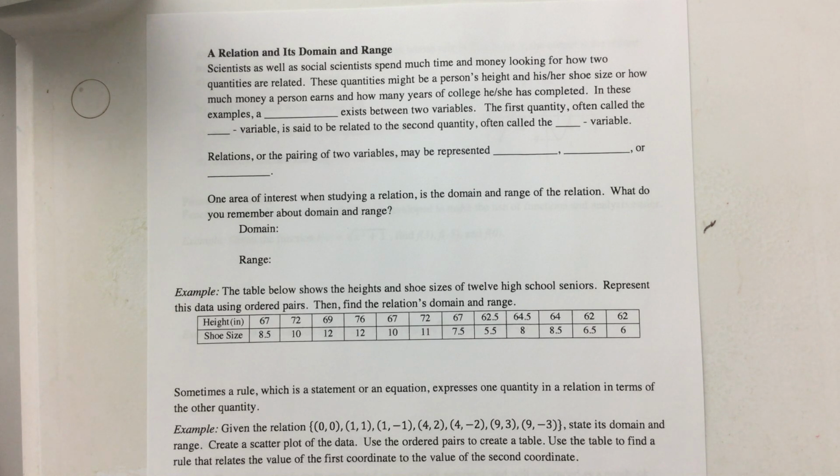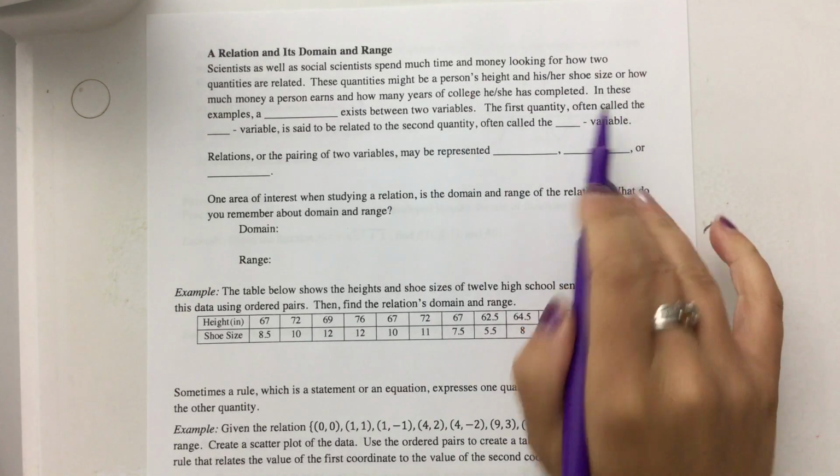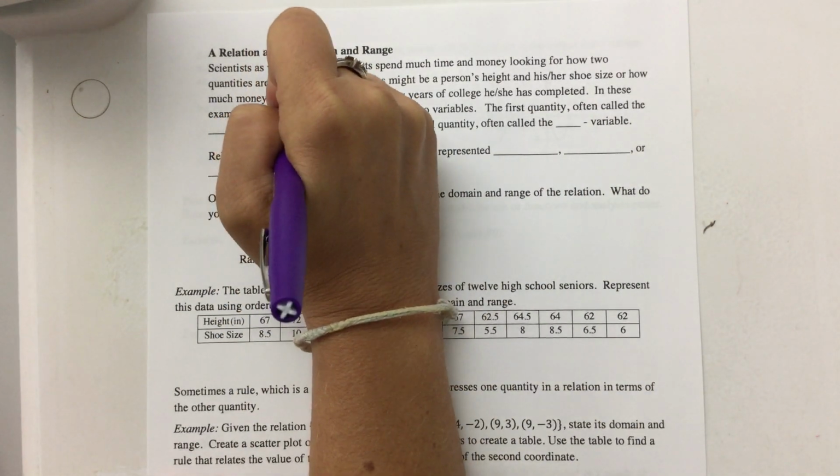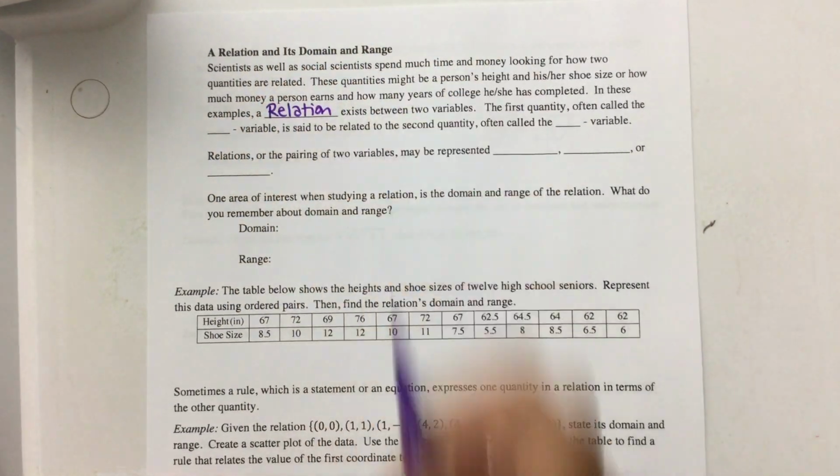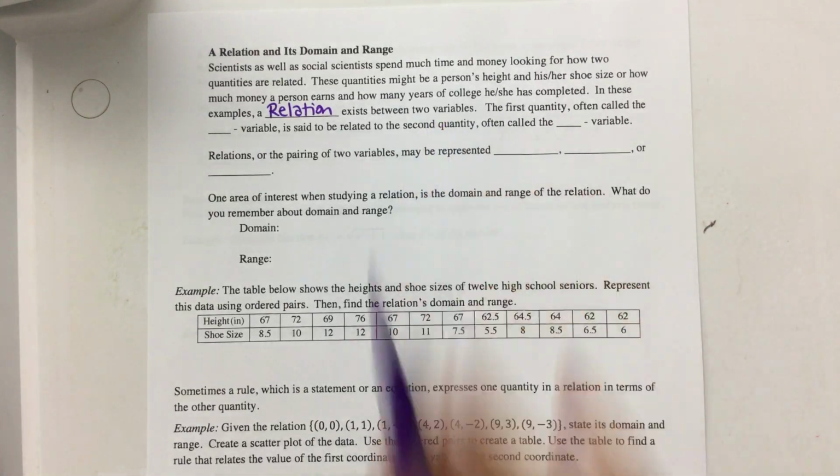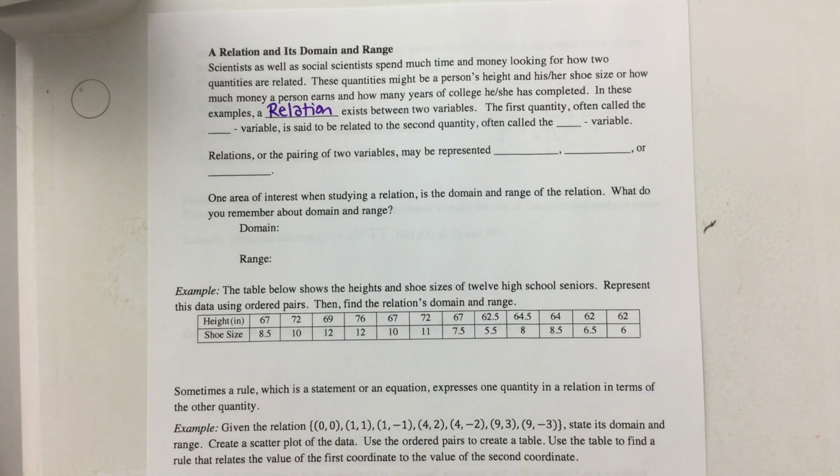Or how much money a person earns based off of how many years of college he or she completed. That's where they try to encourage you guys to go to college because they want data that shows, hey, if you go to college more years, you're probably going to actually make some more money. So that's what social scientists typically spend their time and money looking at, trying to figure out those relations. Okay. In these examples, a relation exists between two variables. It means that there's a relationship between two things.